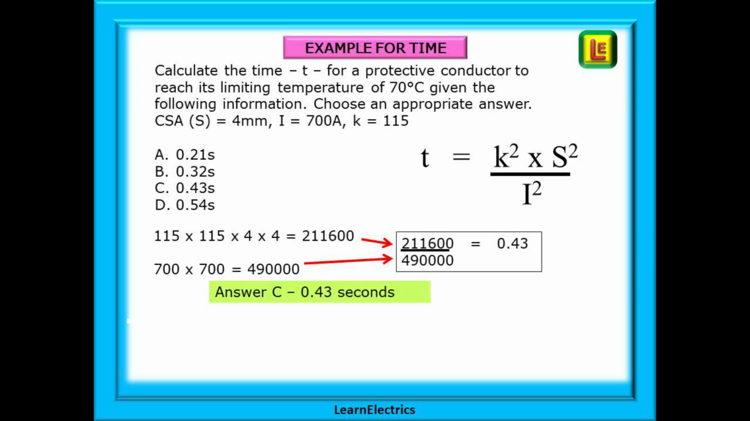Looking at the working out, we have 115 times 115 times 4 times 4 to give us 211600, and 700 squared is 490000. Divide one by the other and we get 0.43 seconds. Our answer should be C, 0.43 seconds. If the circuit breaker operated in 0.4 seconds, this cable would just be safe. It would not quite have reached its limiting temperature.